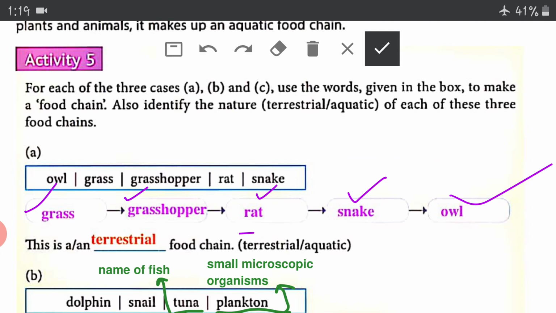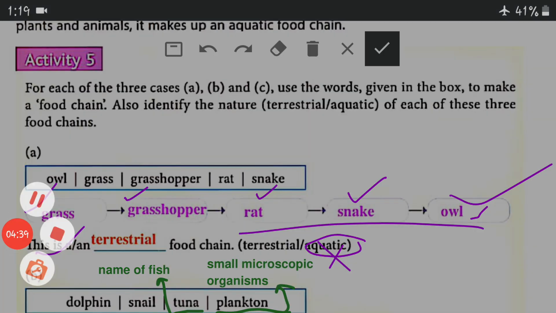This type of food chain is a terrestrial food chain, because all these animals live on land or above the land. Owl also lives on land. Owl does not live in water, so it is not an aquatic food chain. It is a terrestrial food chain.